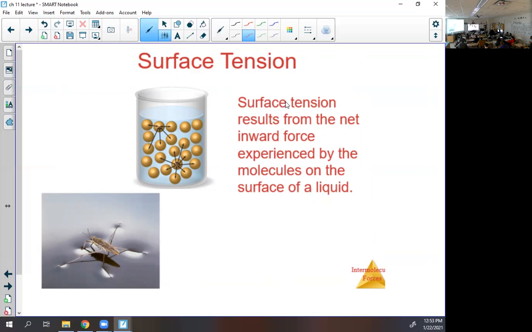Surface tension results from the net inward force experienced by molecules on the surface of a liquid. So the liquids actually pull towards each other. Which means if I put a pressure here to go past them, I have to force them apart. Now, that's not very hard, but if you hardly weigh anything and you distribute it over 1, 2, 3, 4, 5, 6 legs, you can walk on water. All right, so surface tension.